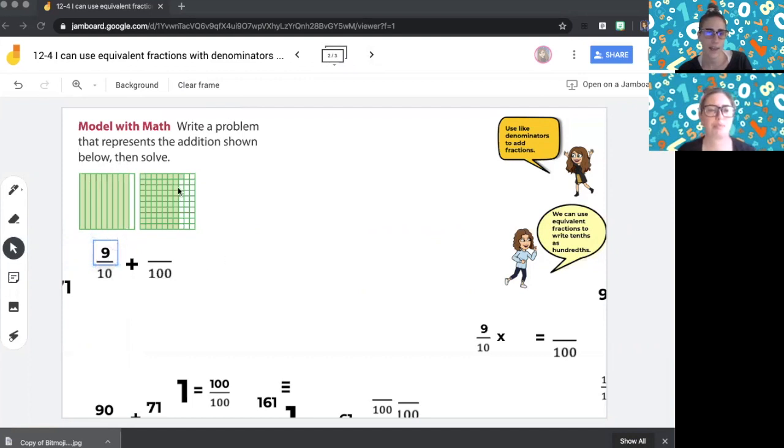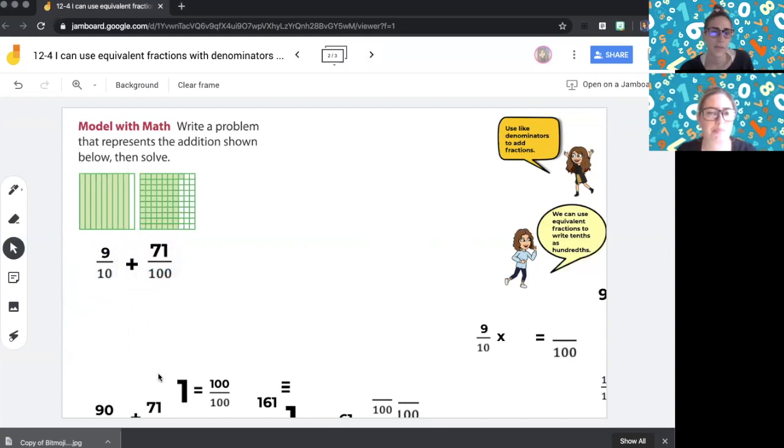Great. In the next grid, I see that there's hundredths. So how many of those are shaded? So I can count by groups of 10 in the hundredths grid to find out. So 10, 20, 30, 40, 50, 60, 70, and 1, so 71 hundredths.